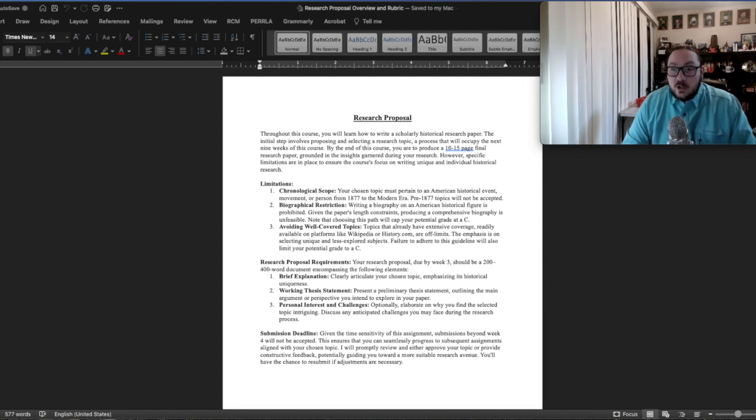Also, well-covered topics. That's once again one of the other things you cannot be writing on. If I can do a quick search and there's a detailed Wikipedia entry on it, a detailedhistory.com paper on it, or there are dozens of academic papers on the exact same subject, that is going to again cap you at a highest grade of a C.